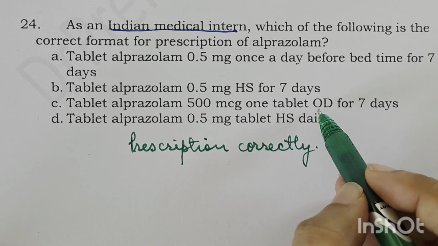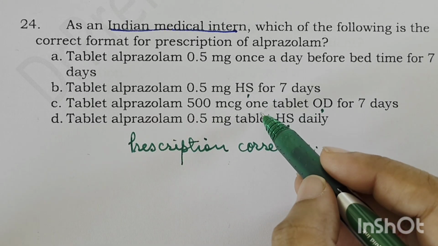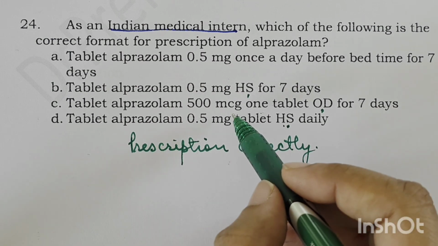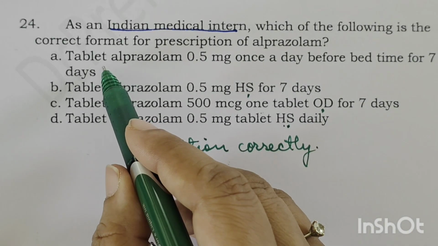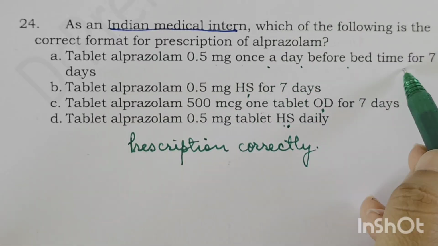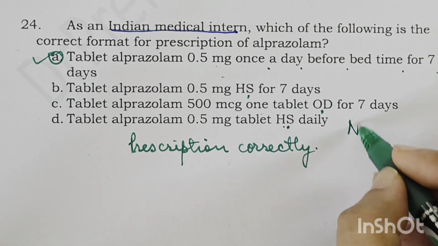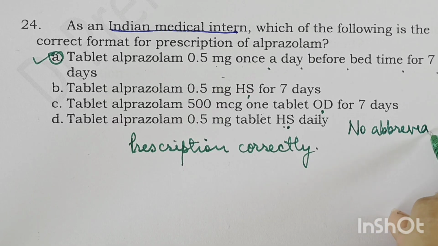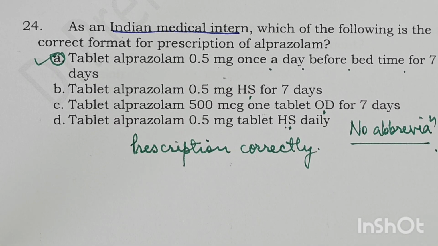So सबसे पहले जैसे इसमें abbreviations आ रहे हैं. So a prescription should not have abbreviations. They should be avoided. Now in both this B and D, we have abbreviations. Then secondly, this also has OD. So all the 3 have got abbreviations. So this, tablet alprazolam 0.5 mg once a day before bedtime for 7 days, becomes the correct answer here because no abbreviations are there in that option. So these type of questions, remember, they're trying to test the ability to write a correct prescription.